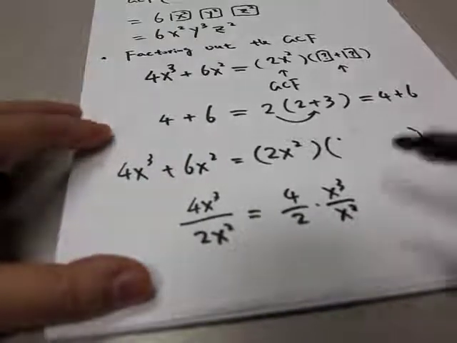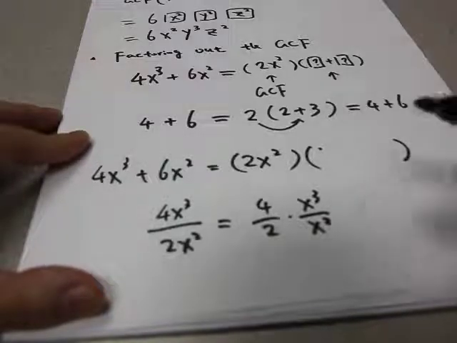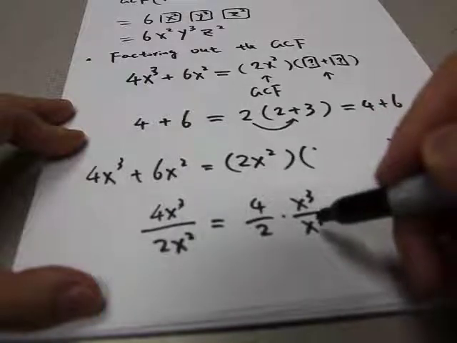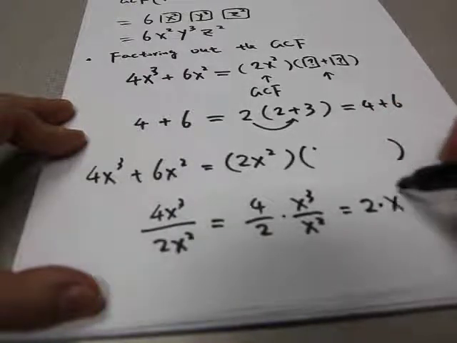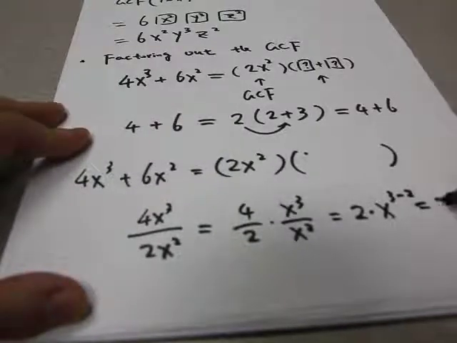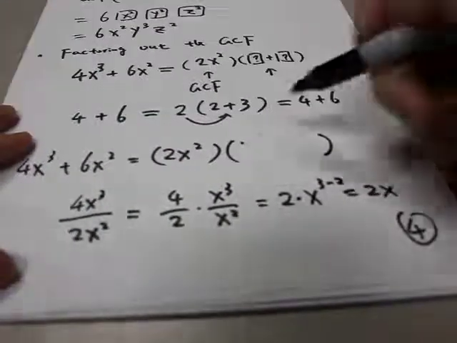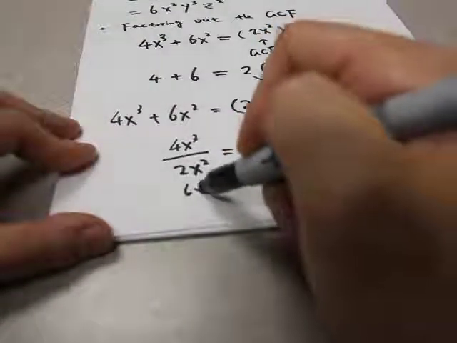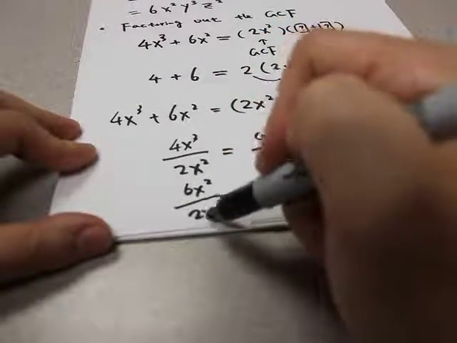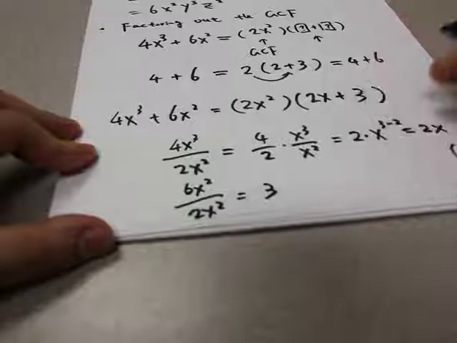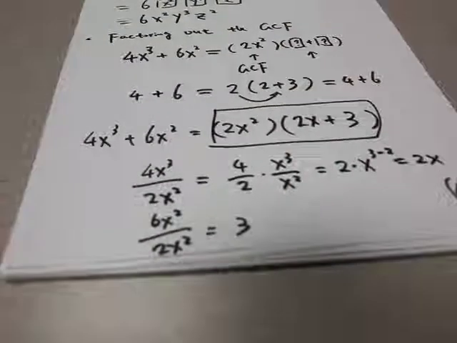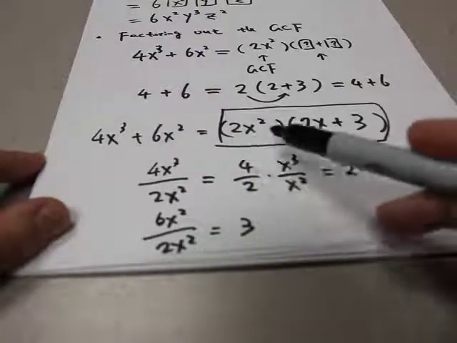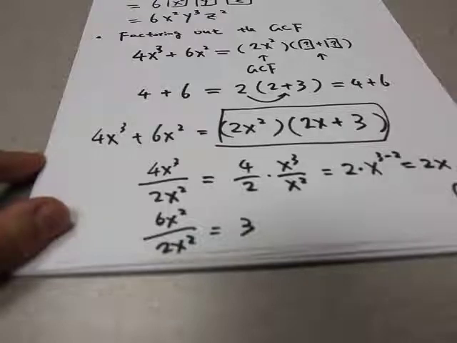Now this is the practice we had in lecture 1, right? So we have 2 times x to the third divided by x squared, which is x to the 3 minus 2, so it's 2x. So this term is 2x. And plus, the next term is 6x squared divided by 2x squared, so that's 3. So the factors of this binomial are 2x squared and 2x plus 3.